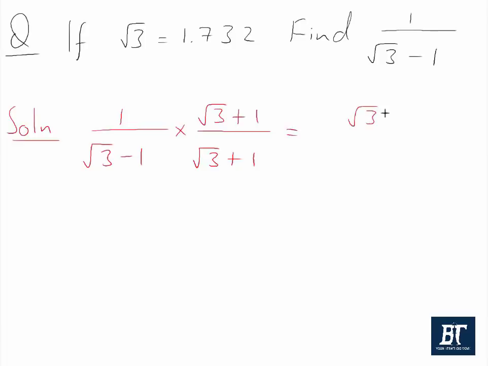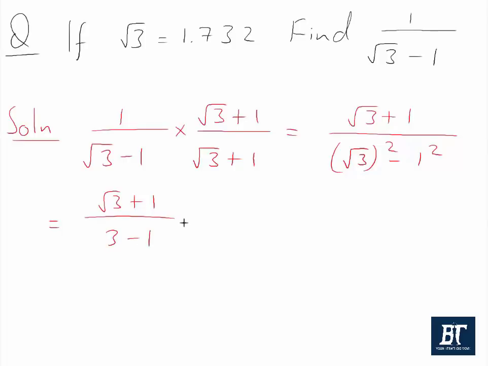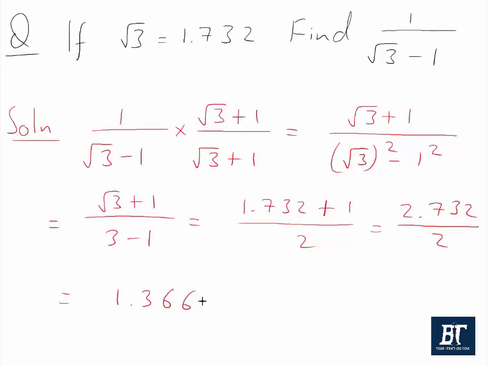So this will give you root 3 plus 1 in the numerator, and the denominator, this is root 3 minus 1, root 3 plus 1. So this will become a square minus b square, that formula. So this is (root 3 plus 1) divided by (3 minus 1). So this will become 1.732, we substituted the value of root 3 here, and then plus 1 divided by 2. So this is 2.732 divided by 2. So this is easy to divide. We get 1.366. So let's do one last question.